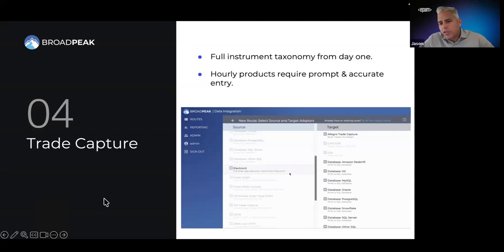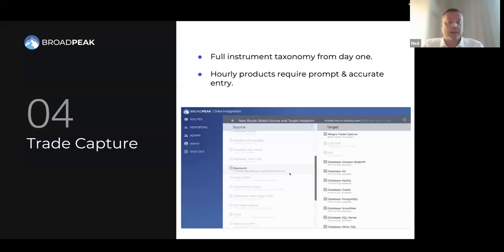Ned, one quick question. I see over there on the right-hand side, Target and Allegro trade capture. So that would imply that BroadPeak works with Allegro, but various other ETRMs as well, right? Whether it's packaged or custom.